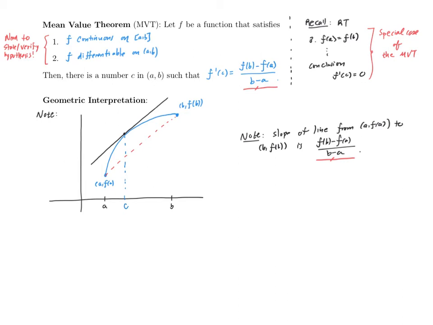So in words, let's note what the mean value theorem is telling us. There is a c value in between a and b with the slope of the tangent line at that point equal to the slope of what we previously called, on our first day of class, the secant line connecting those two points (a, f of a) and (b, f of b).